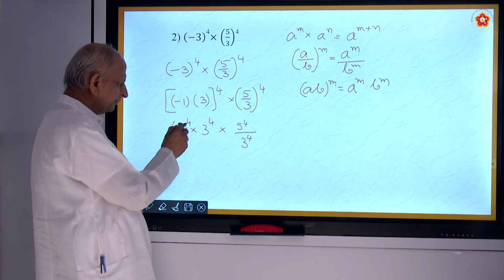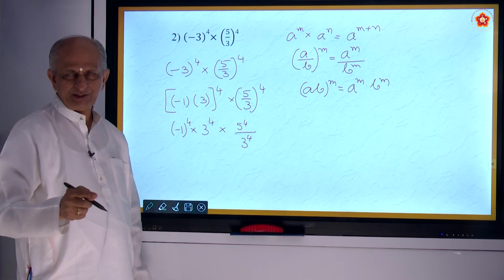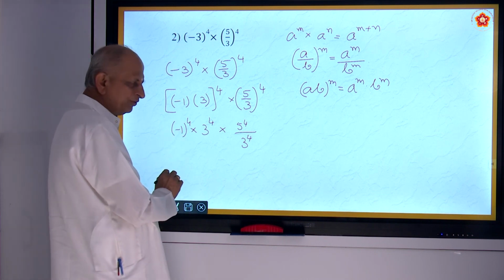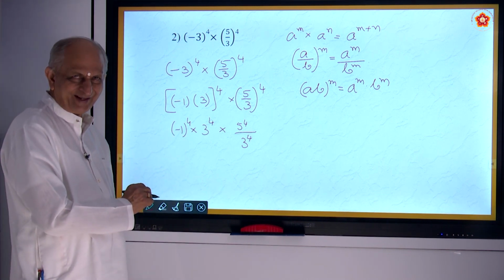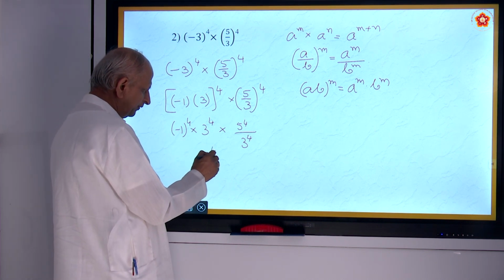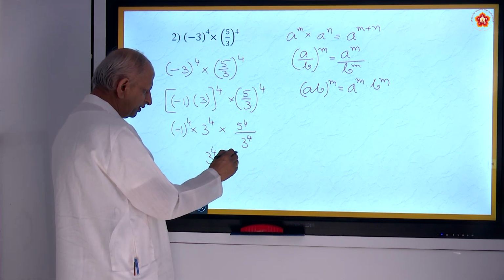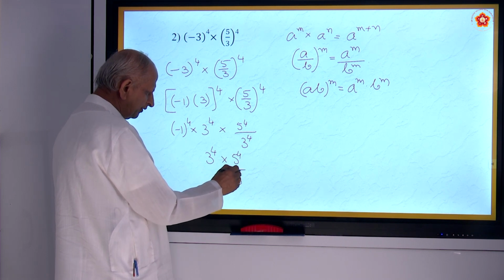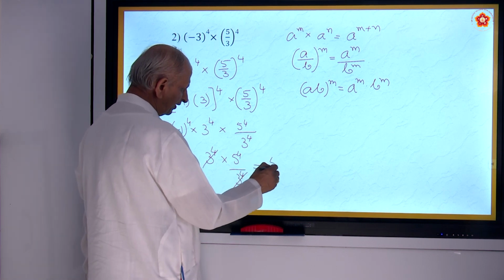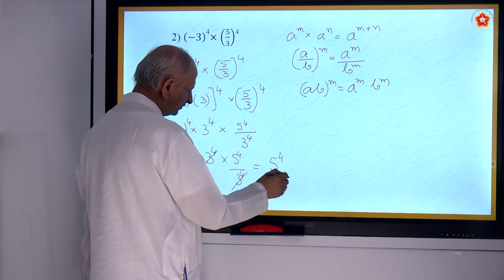What does minus 1 to the power of 4 mean? Minus 1 into minus 1 into minus 1 into minus 1 becomes plus 1 only. Correct? So this is 1. So you have 3 to the power of 4 into 5 to the power of 4 by 3 to the power of 4. These two cancel. And a beautiful answer: 5 to the power of 4 is the answer.